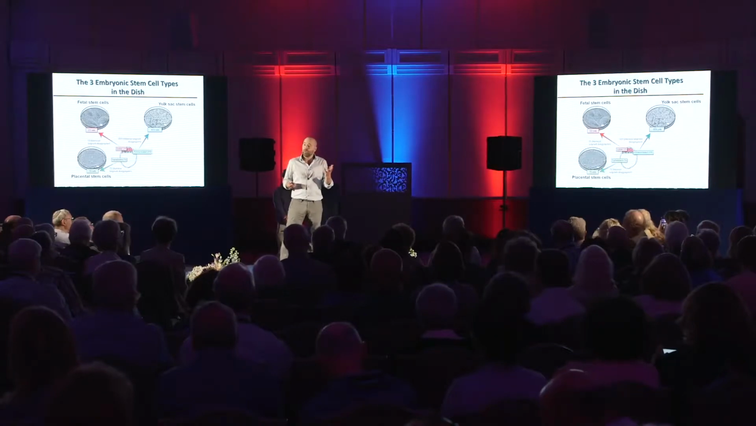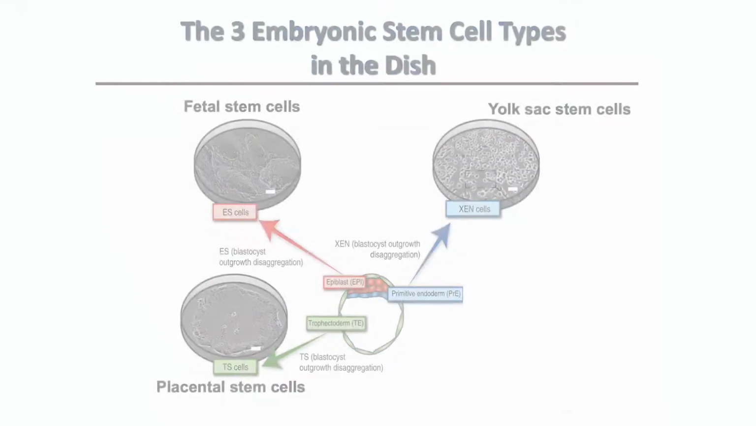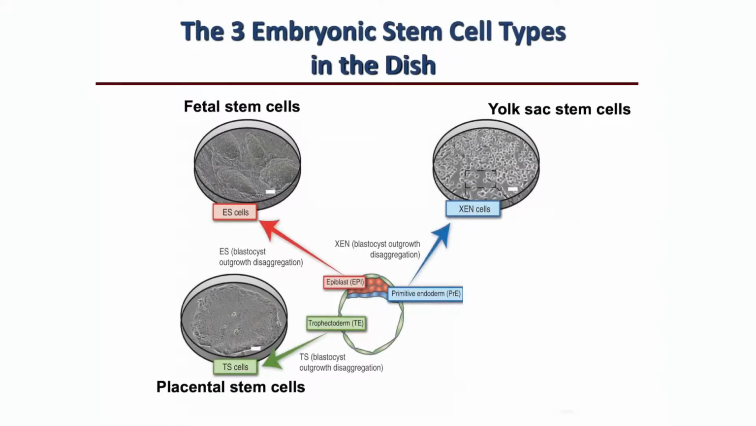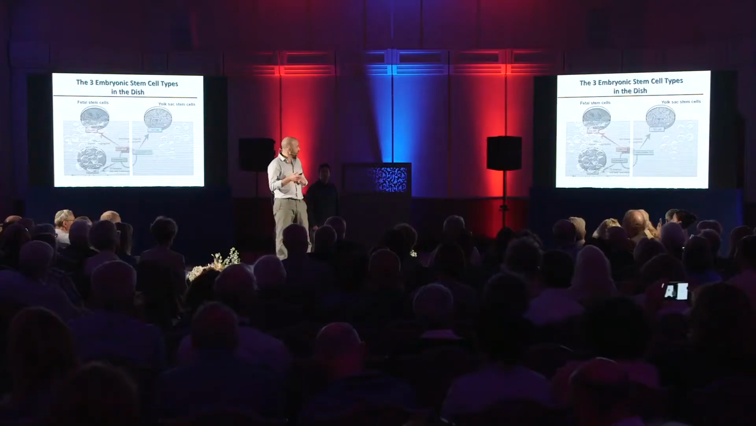Today, we know to take these different compartments and culture it in the dish. We can take again the red cells and put it in the plate, and we have fetal stem cell and so on for the placental stem cell and the yolk sac stem cells.